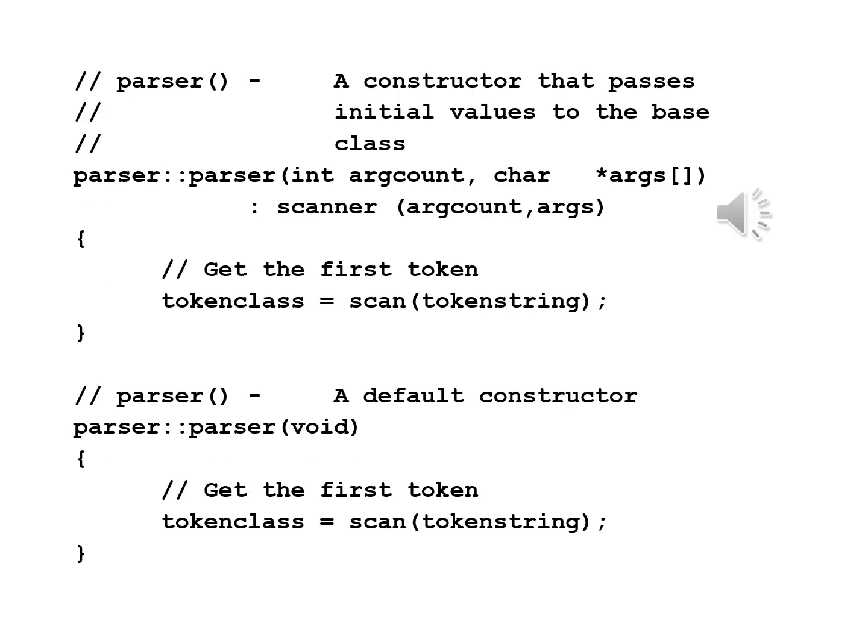Here you see the 2 constructors for the parser. The first one takes in the number of command line parameters as well as the array of command line parameters. And you'll notice it's going to get these from the scanner's constructor. And then we'll get from this the first token. We have the same thing for the default constructor. Again, there's an assumption that we will get from this the first token.